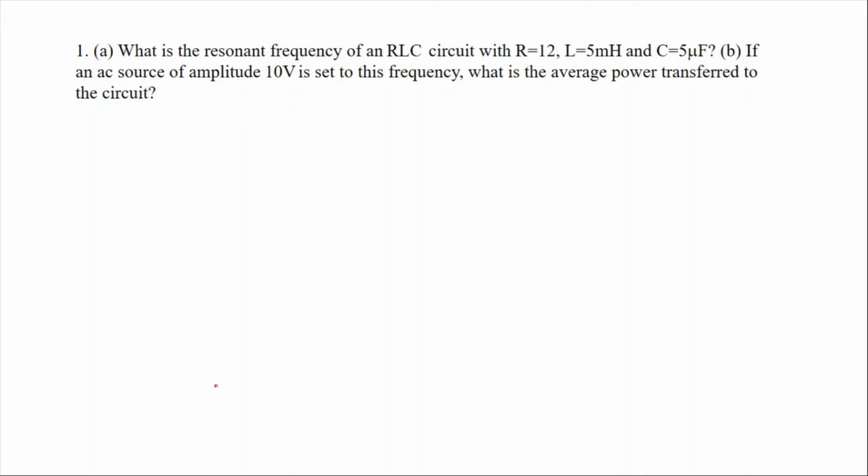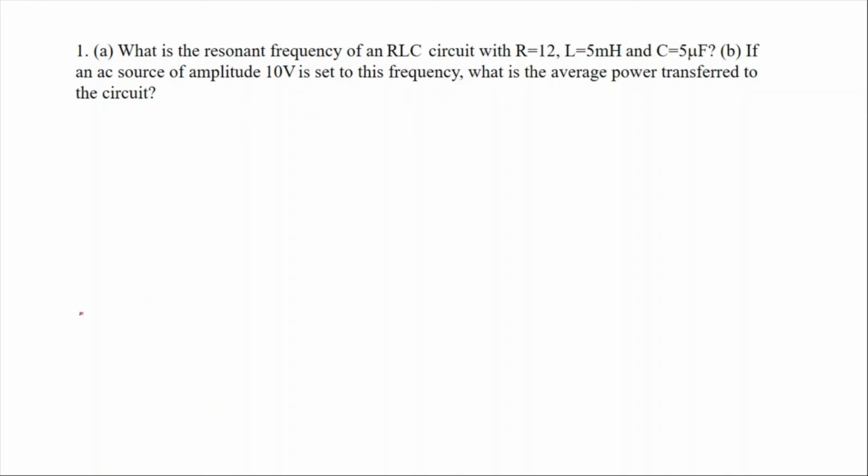The first example is: A, what is the resonant frequency for an RLC circuit with R 12 ohms, L 5 millihenry, C is 5 microfarad, and B, if an AC source of amplitude 10 volt is set to this frequency, what is the average power transferred to the circuit?